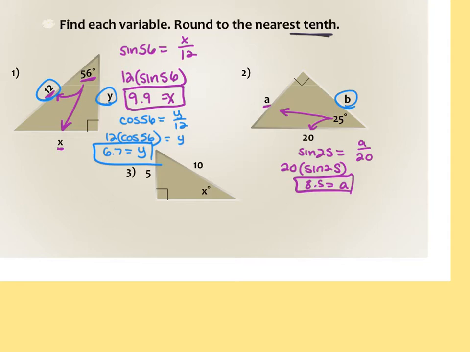B is adjacent to 25. 20 is still the hypotenuse, so cosine 25 equals b over 20. Numbers in the bottom, so I'm going to multiply it again. 20 times the cosine of 25 is 18.12, so 18.1.